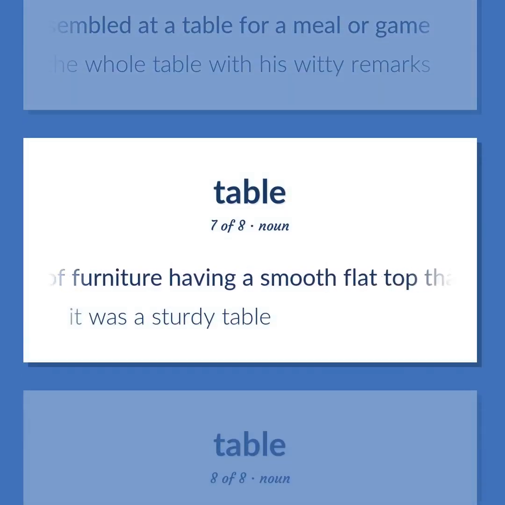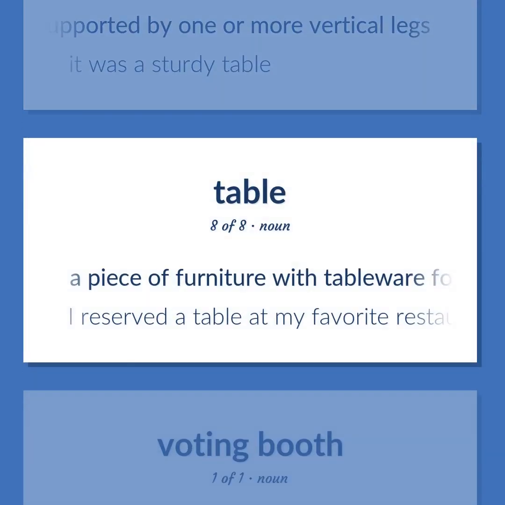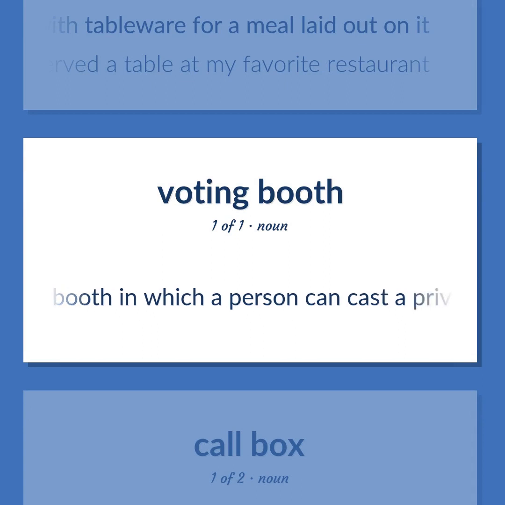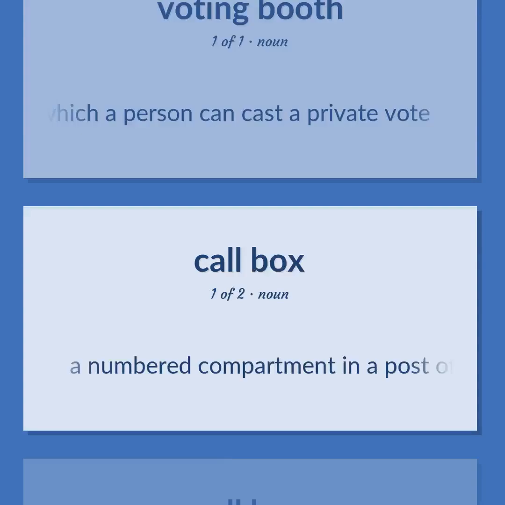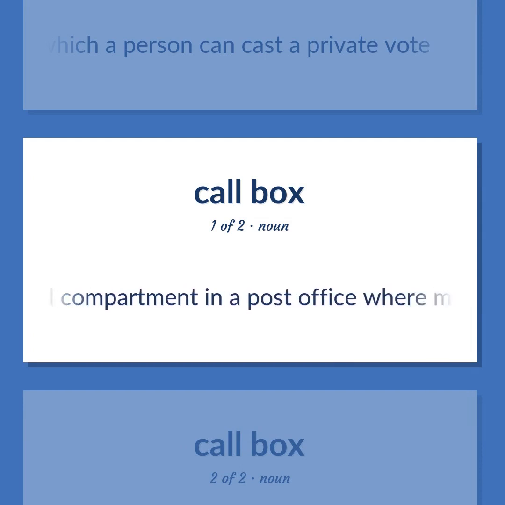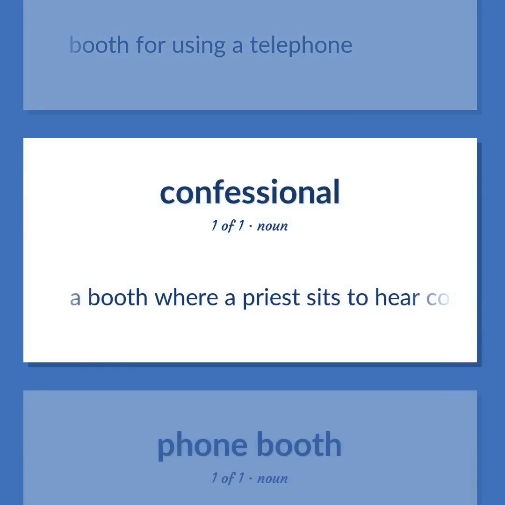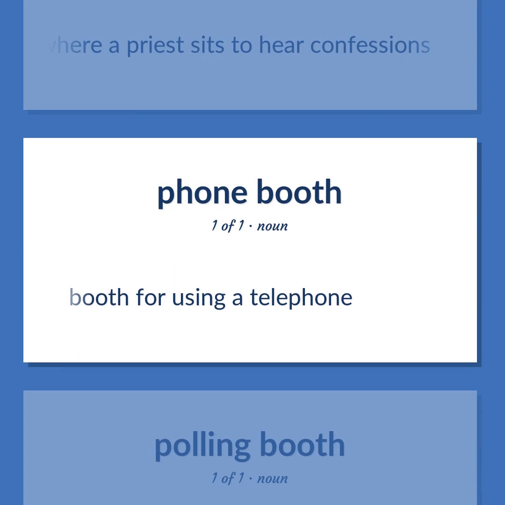A piece of furniture having a smooth flat top that is usually supported by one or more vertical legs. It was a sturdy table. A piece of furniture with tableware for a meal laid out on it. I reserved a table at my favorite restaurant. A booth in which a person can cast a private vote. A numbered compartment in a post office where mail is put to be called for. Booth for using a telephone. A booth where a priest sits to hear confessions. Booth for using a telephone.